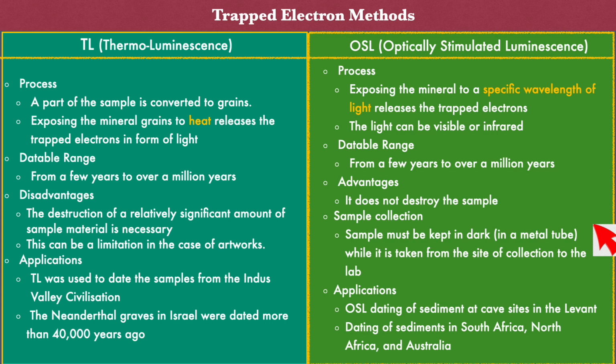The OSL method is generally better, but its sample collection process is a little cumbersome. The sample must be kept in dark in a metal tube and must not be exposed to light while transporting from the collection site to the dating laboratory. The TL dating technique has been used to date bricks found from the Indus Valley civilization sites. It has also been used to date Neanderthal graves. The OSL method has been used to date artifacts in the Levant region, South and North Africa and Australia.